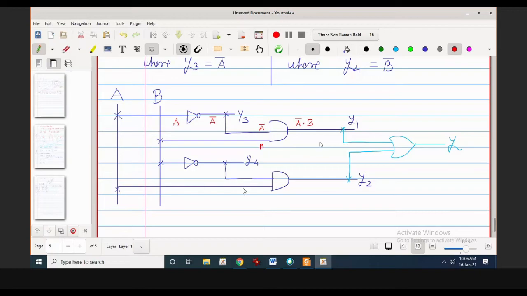Similarly, this A comes over here, this B comes over here, it becomes B bar, this B bar comes over here, so it becomes A into B bar, right? This A into B bar comes over here. Similarly, from here it comes out as A bar into B, and here the OR operation will take place. So it is A bar dot B plus A B bar, which is same as my XOR gate SOP, right?